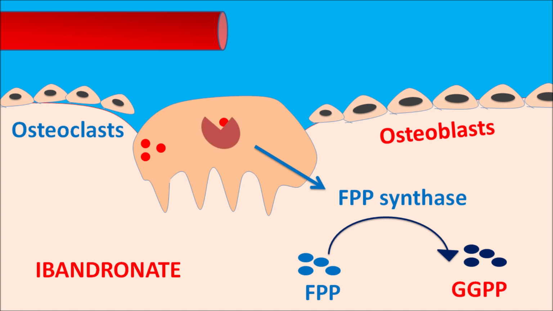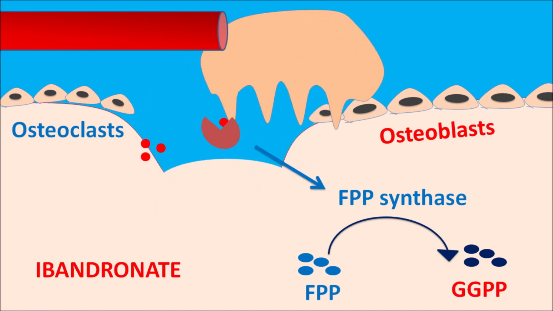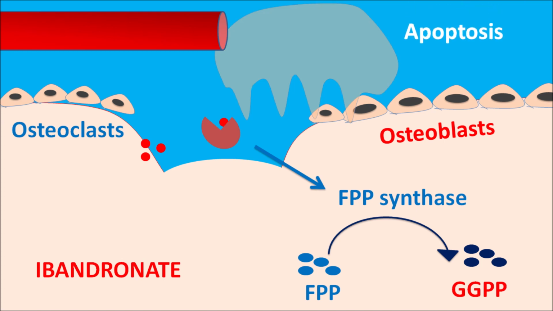Now when this enzyme is not working properly, isoprenyl units are not going to be increased, which reduces the isoprenylation and protein synthesis. When the proteins are not synthesized within the osteoclast, they cannot bind firmly to the bone matrix, so there will be a gap between the bone matrix and the osteoclast. Finally, due to loss of these proteins, osteoclasts can be removed from the bone matrix and they can undergo apoptosis. In this way, Ibandronate can reduce the osteoclast activity, thereby reducing the bone resorption.